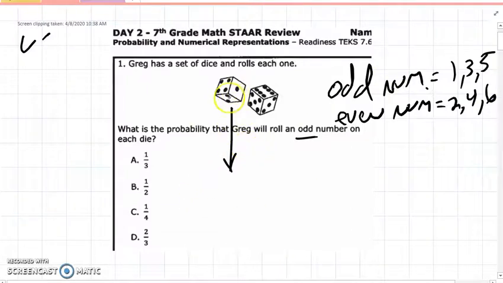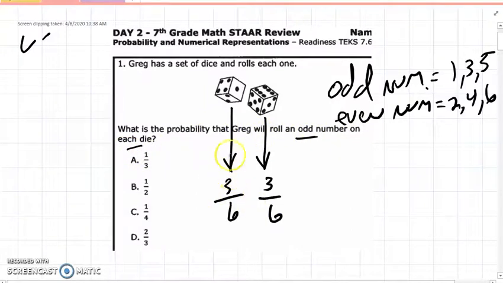So on the first die, how many of those are odds? Well, 1, 3, 5. That means 3 of them are odd. Well, how many total sides? There's 6 sides. In this other 6-sided die, the same thing. How many of those are odds? Well, 3 of them are odds, and there's 6 total sides. So what is the probability that Greg will roll an odd number on each die?